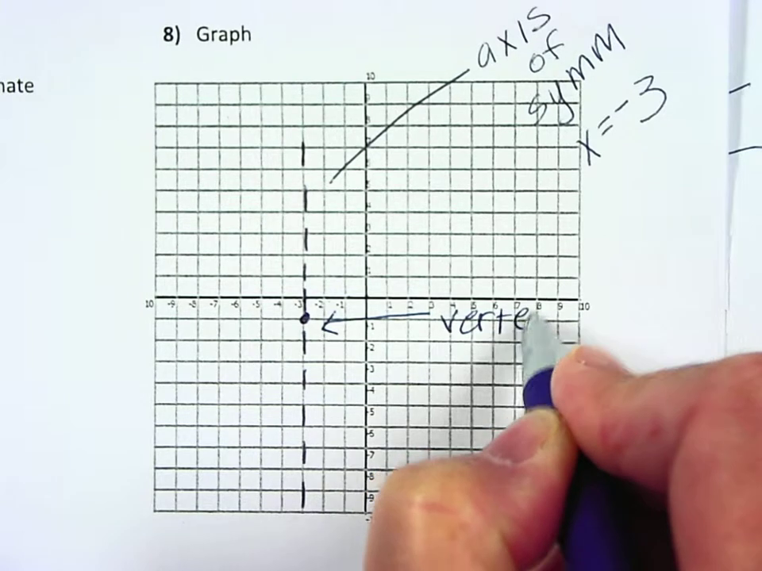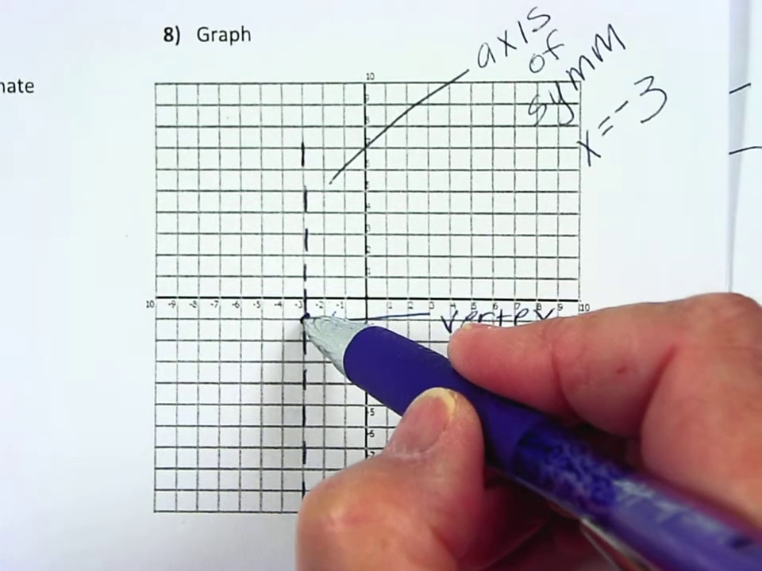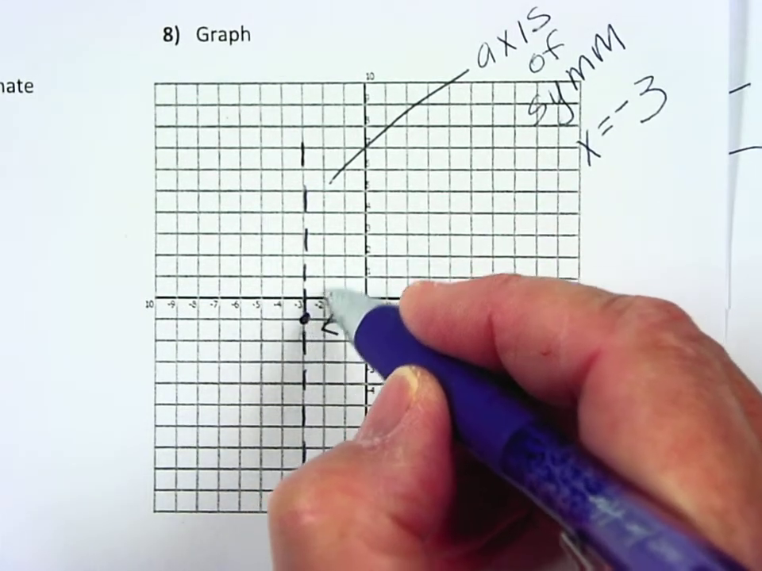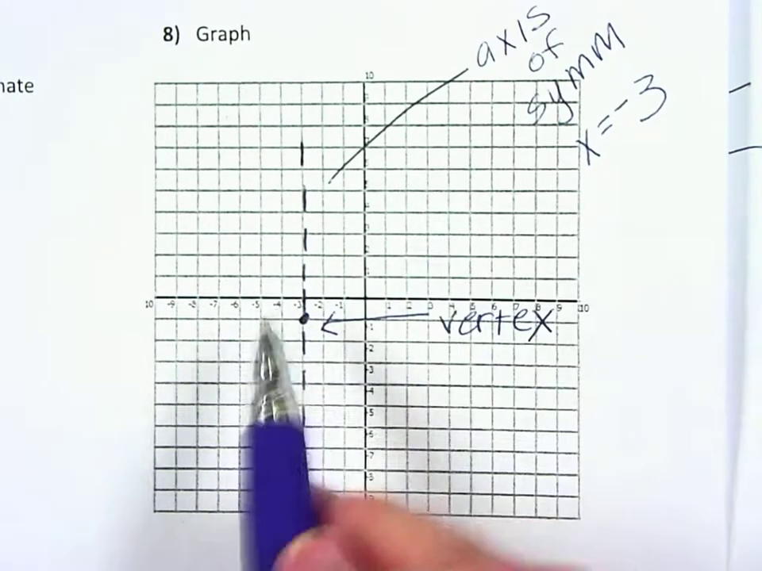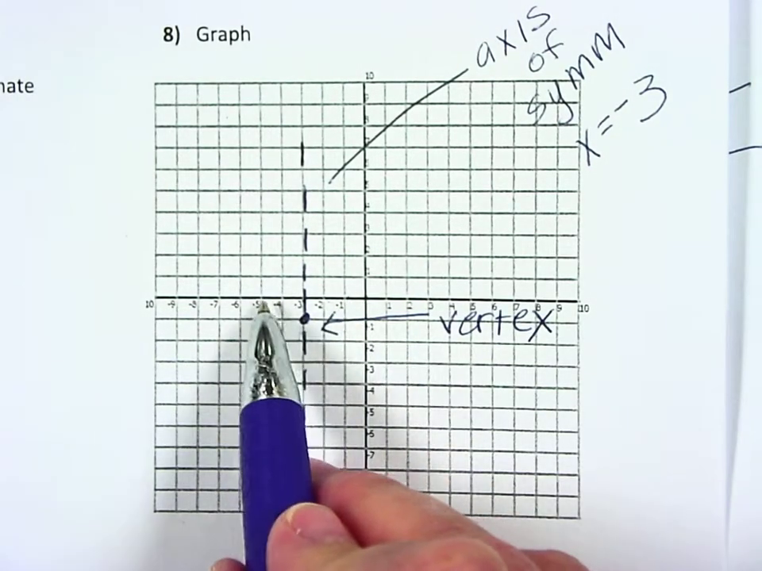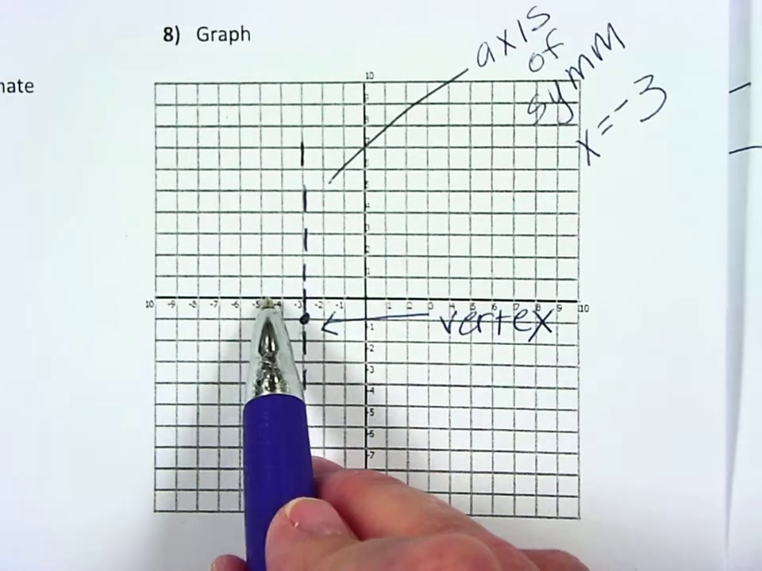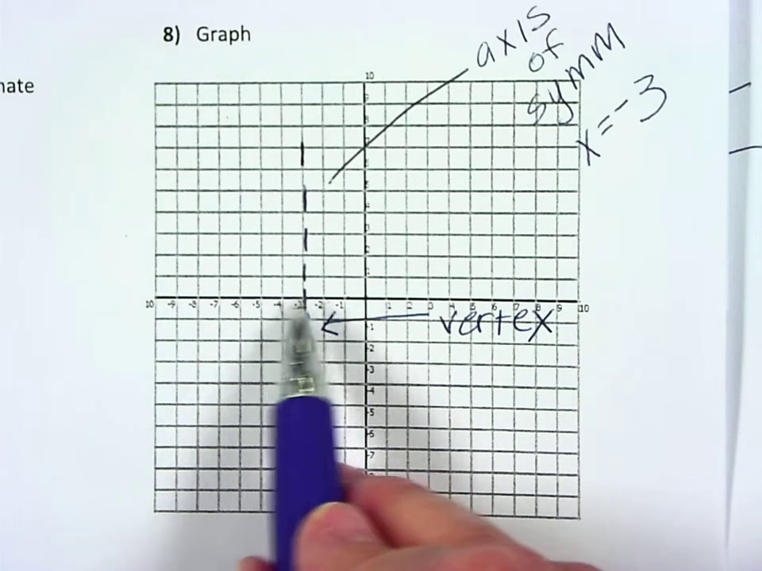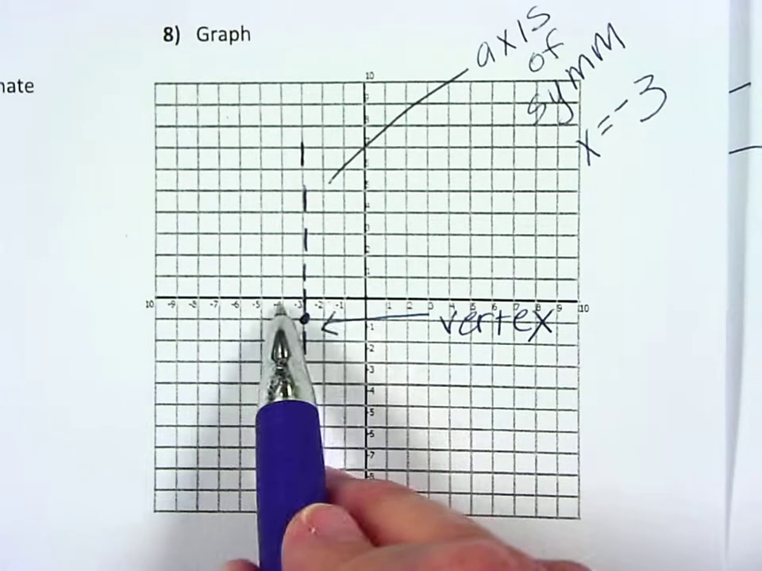So we know a lot about our parabola already. If this is the vertex and it's going to open up, if it's going to come up here and here, then I can see that it's going to cross the x-axis 2 times, which means we're going to have 2 solutions, or 2 roots, or 2 x-intercepts, or 2 zeros.